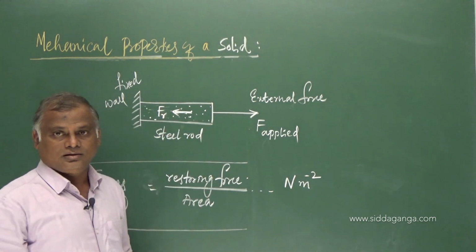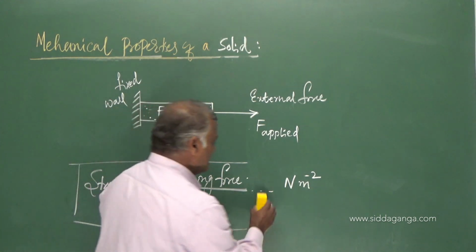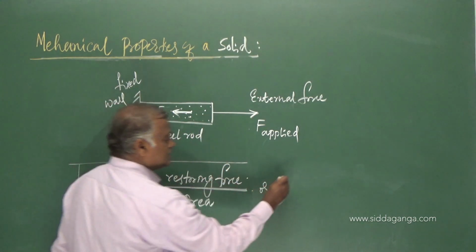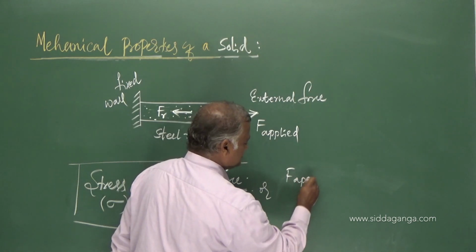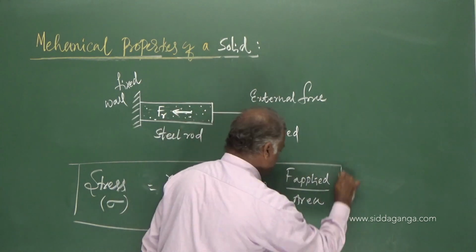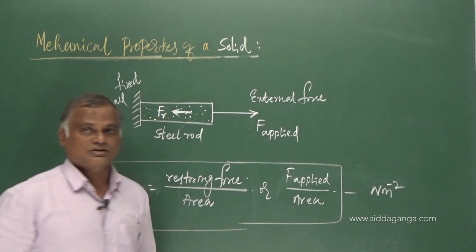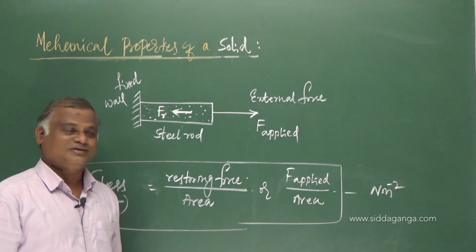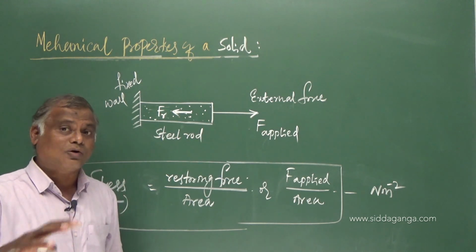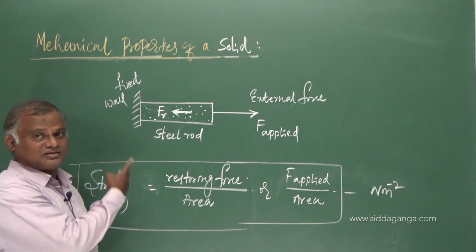Hence, the same formula, restoring force per unit area, is also written as the applied force per unit area, which is expressed in terms of Newton per meter square. This is one property, the mechanical property, that you can learn from this.